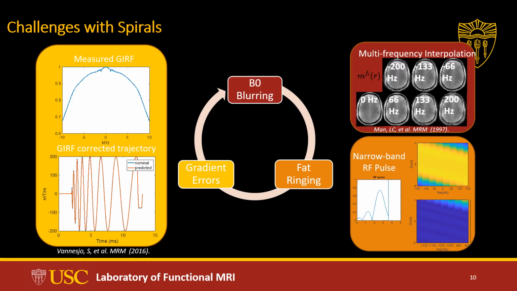There are also some technical challenges with spiral sampling. First, we use the gradient impulse response function (GIRF) to correct for gradient errors. Second, we use MFI to correct blurring caused by off-resonance. Finally, we avoided exciting fast signal with a designed RF pulse.